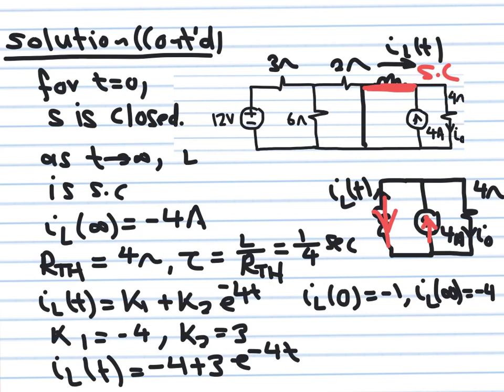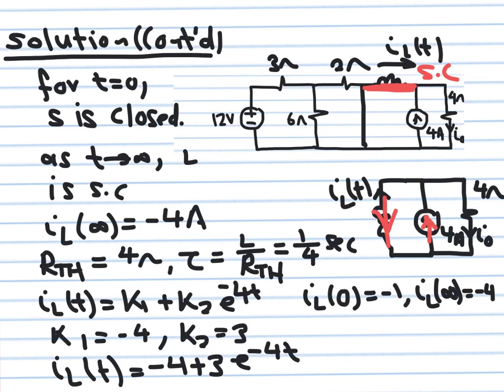So now I know IL at time 0, which I got from the previous analysis. I got from this analysis IL of infinity, it is minus 4. I need now to calculate tau. Tau is the time constant through which charging or discharging are done. So I have to find the Thevenin equivalent after I replace this inductor by an open circuit. I can do that. I can replace the inductor by an open circuit.